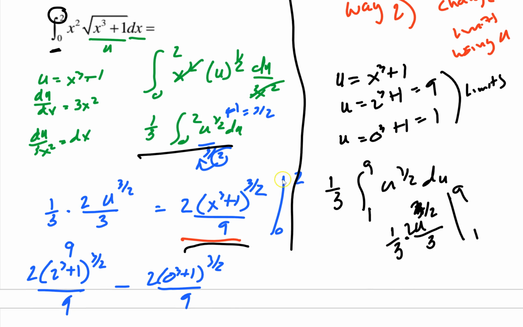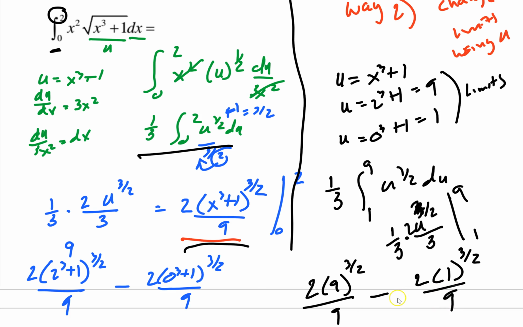Instead of having to deal with plugging 2 into x cubed plus 1 and plugging 0 into x cubed plus 1, we already did that. So I just plug in 1 and 9. It's going to be 2 times 9 to the 3/2 over 9, minus 2 times 1 to the 3/2 over 9. So it's a little better. Honestly, it's kind of the same.